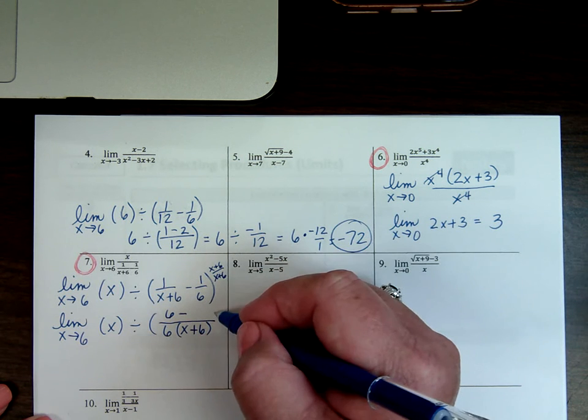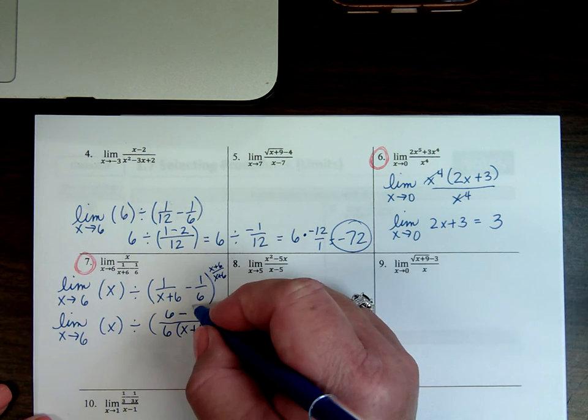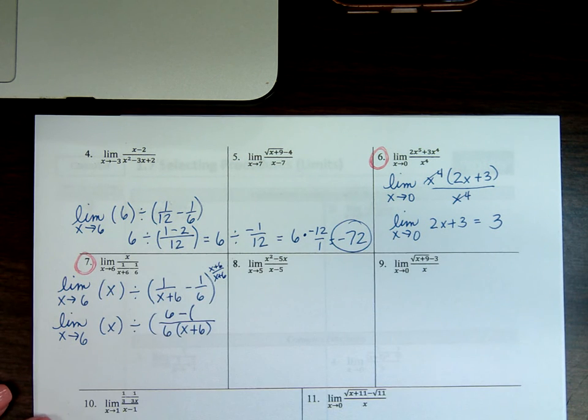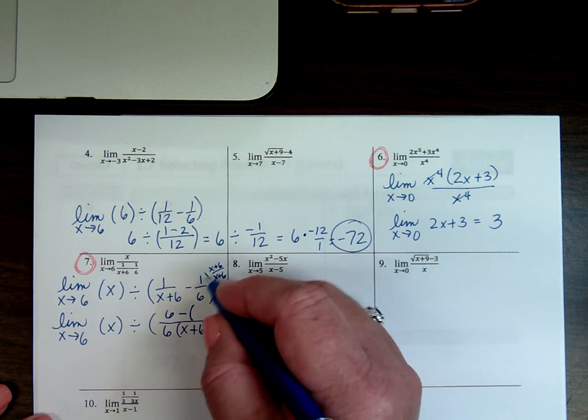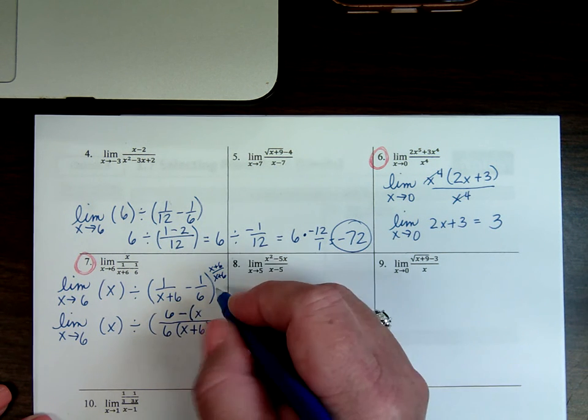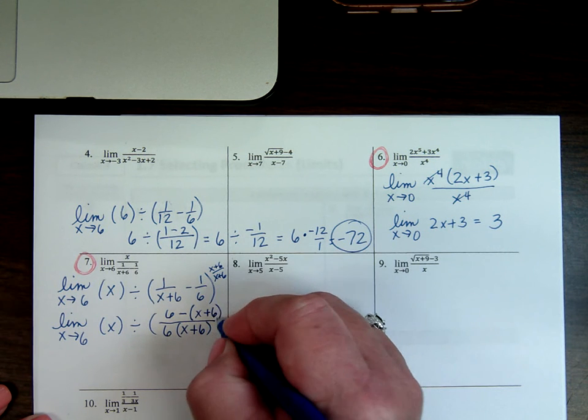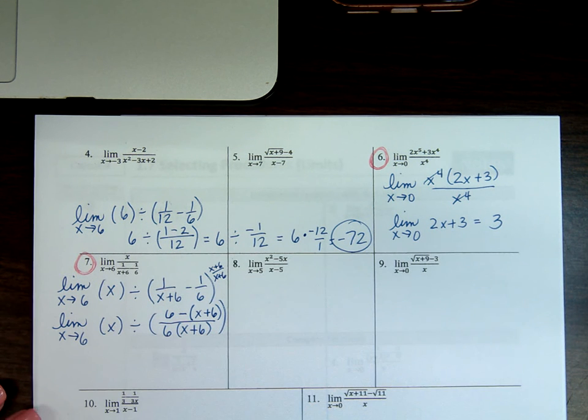When I do that, now I'm going to keep this with parentheses because I know I've got to distribute that negative. I've got a couple pieces coming at me. So it's going to be x plus 6 that I'm going to distribute that negative to in just a second. So then I clean it up.